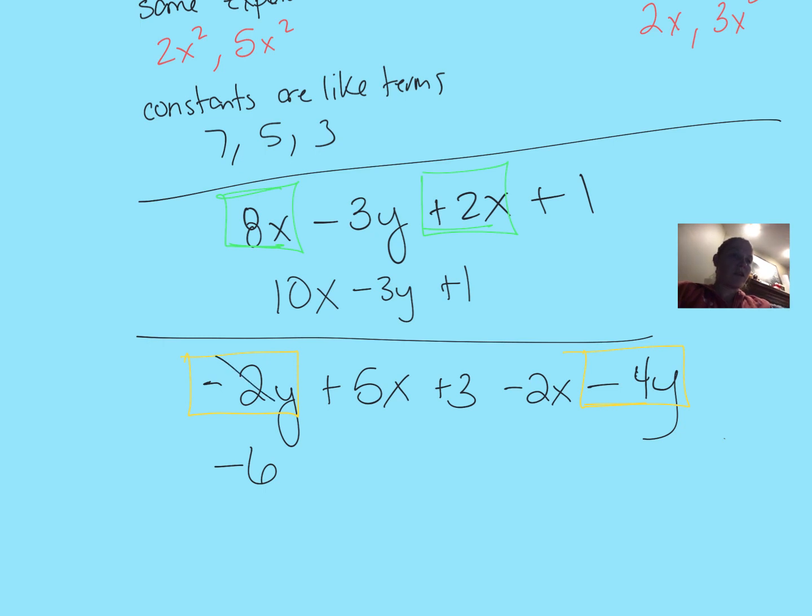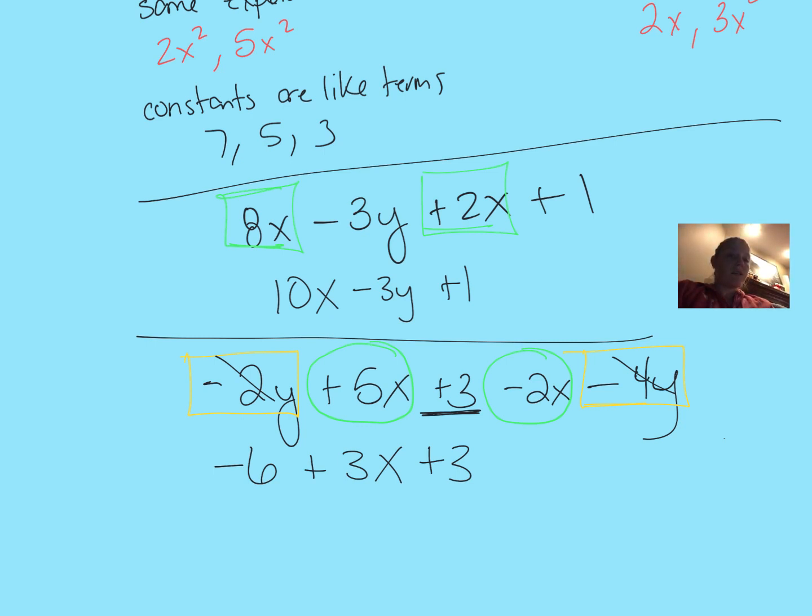So that takes care of the y terms. I have some more like terms. I see a positive 5x and a negative 2x. So I can put those together and combine those or add those together. Positive 5 plus a negative 2 would be positive 3x. Notice that because it was a positive, I put a plus sign for positive. And then the only thing I have left is this plus 3, and it doesn't have a like term, so it's going to just drop straight down and stay as it is.